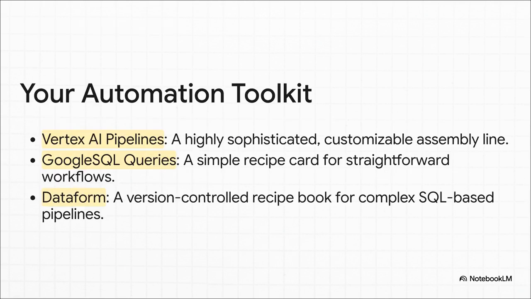And BigQuery gives you a few different tools for building these pipelines. For the really complex jobs, you've got Vertex AI pipelines. That's your super sophisticated, customizable assembly line. For simpler things, you can just use Google SQL queries, kind of like a simple recipe card. And for more complex but still SQL-based workflows, there's Dataform, which acts like a shareable, version-controlled recipe book.